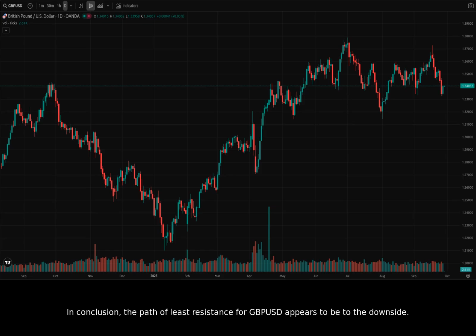In conclusion, the path of least resistance for GBPUSD appears to be to the downside. Keep a close eye on the 1.3330 support level, as a break here could trigger the next wave of selling. Also, be prepared for volatility around the upcoming economic data releases and US political headlines.